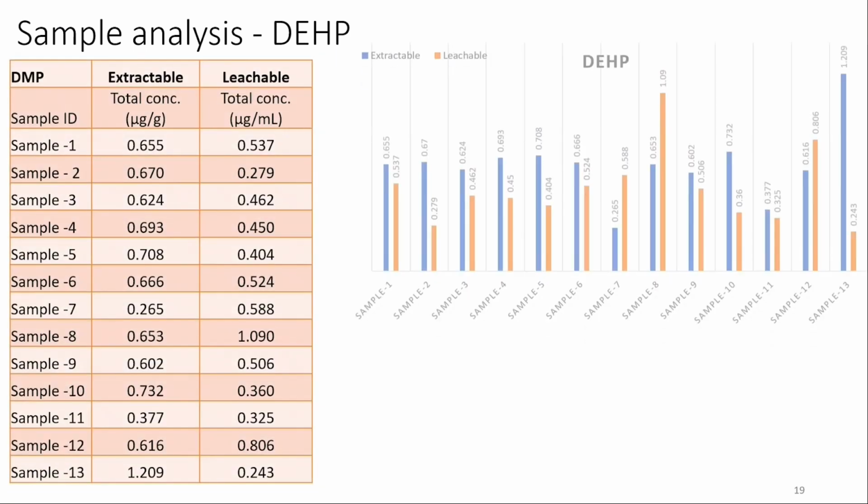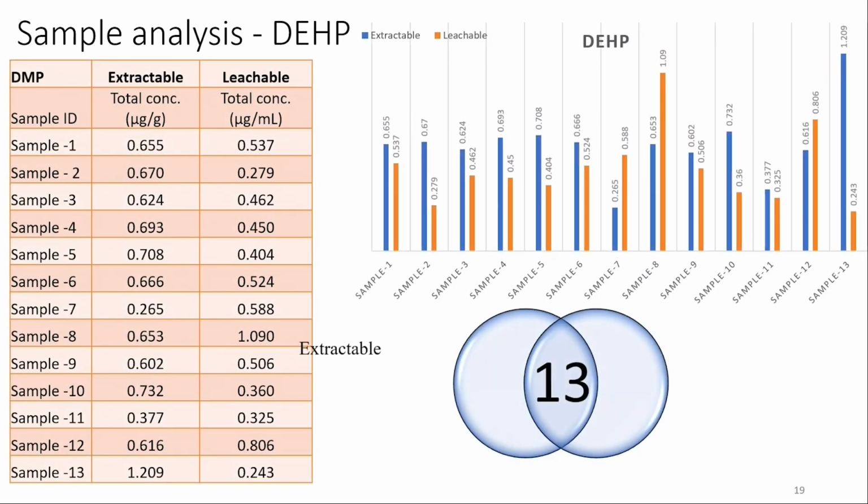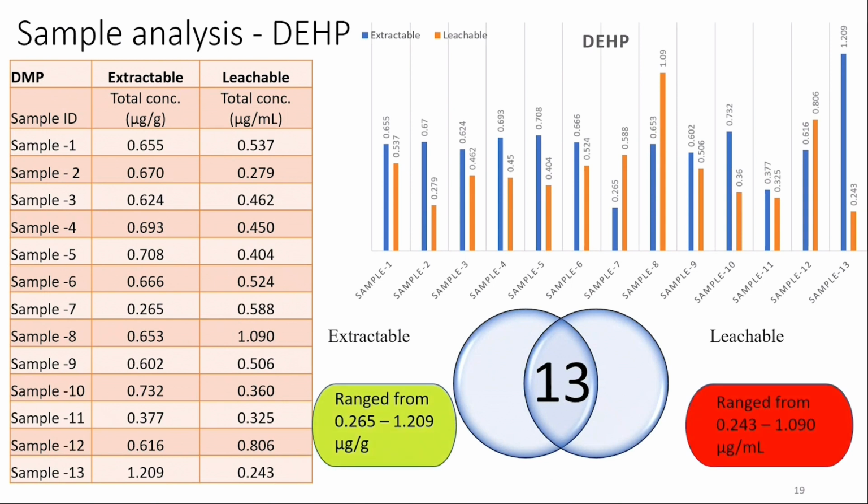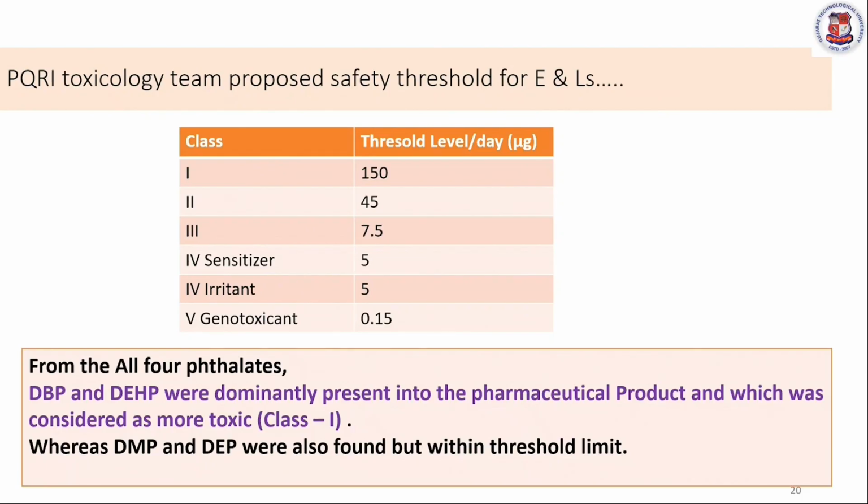In DEHP, we will be surprised that all the samples have a content of DEHP, which is the most dangerous, and we can say carcinogenic, compound amongst all the phthalate categories, and which we have found in all the products.